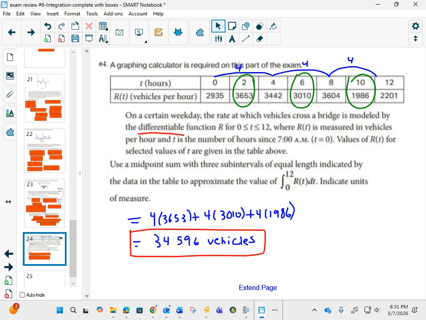Is that all the work you need to show? That's all the work you would need to show. Before, we would do the summation, but you don't need to do that yet. You can just put it like that, you've got it up there.